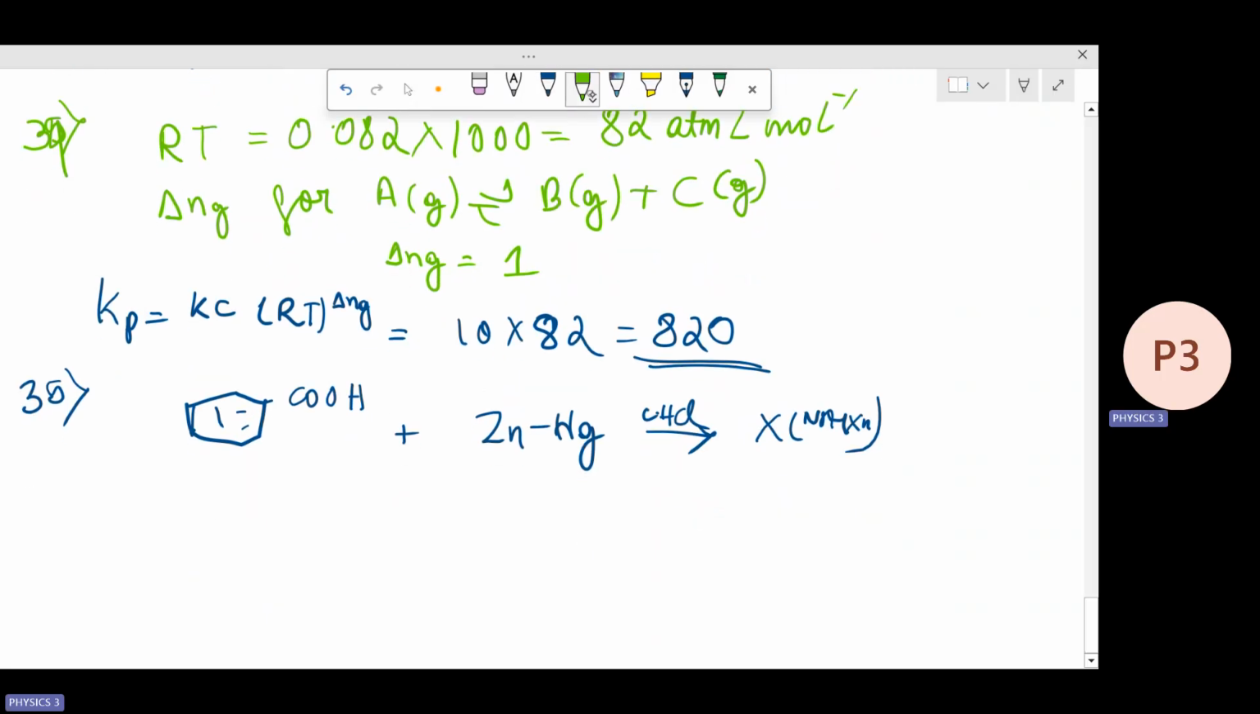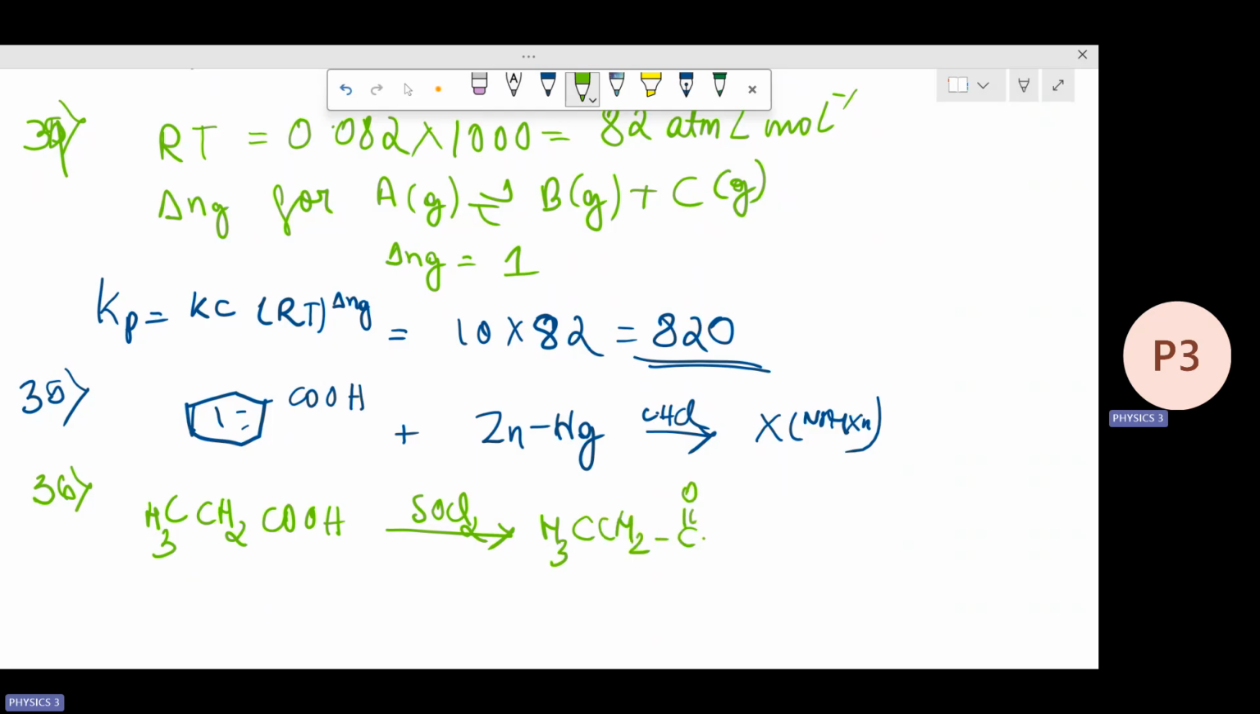Next, question number 35 done. After question number 35, question number 36 speaks about a series of reactions. First one is CH3, CH2, COOH. As soon as I give SOCl2, what I will get is CH3, CH2, C double bonded O Cl.